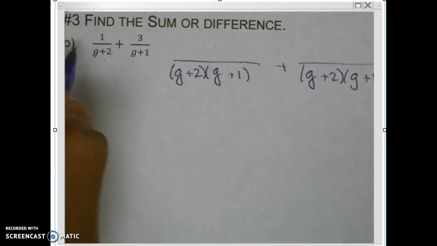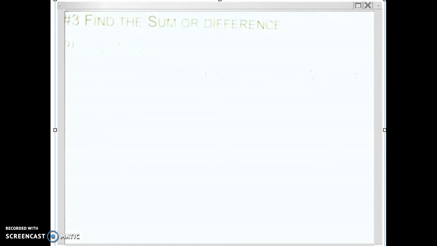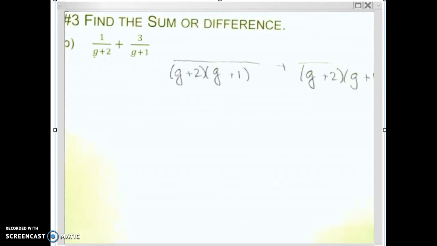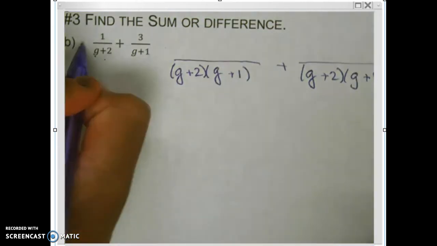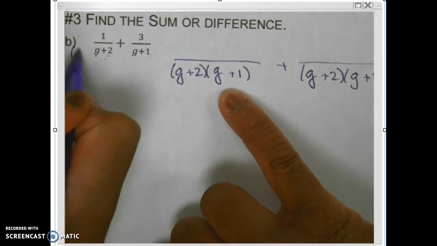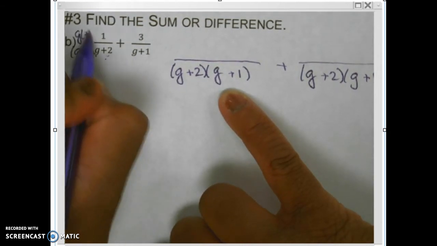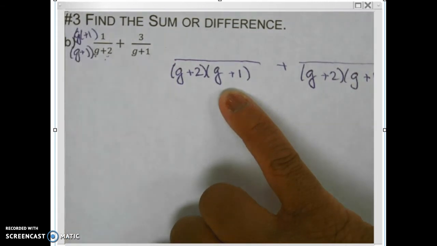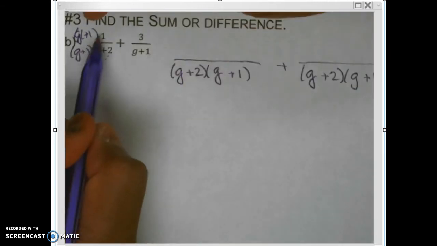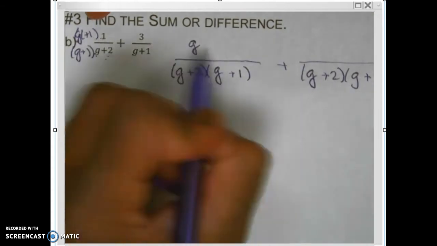Beautiful. Now what? Well, again, we can't just alakazam and change it. We have to do this legally. So whatever I multiplied by this one, so this g plus 2 was already here. I added a g plus 1 on the bottom, so I'm going to multiply a g plus 1 on the top as well. Well, now I'll distribute. 1 times g is g. 1 times 1 is 1.